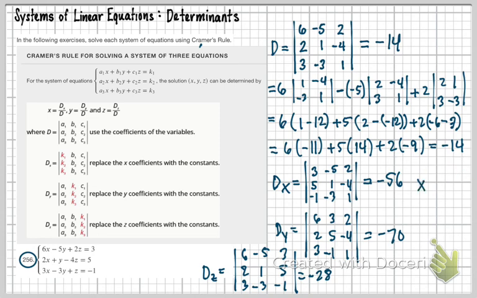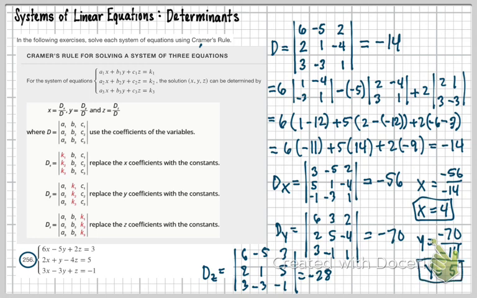So my x then, remember, it's going to be my dx over d. So my dx is -56, and over d is -14. So then x equals 4. I'll write that there. There's my x. And I do the same thing for my y, so that's going to be my y equals my dy, which is -70 here, divided by my d, which is -14. And then my y is going to equal 5.